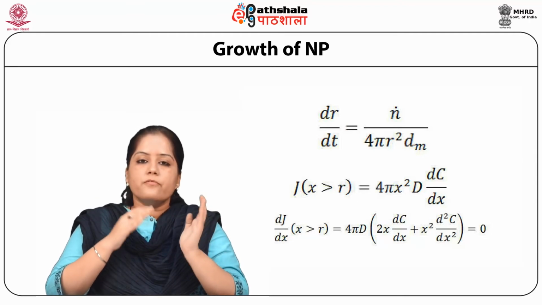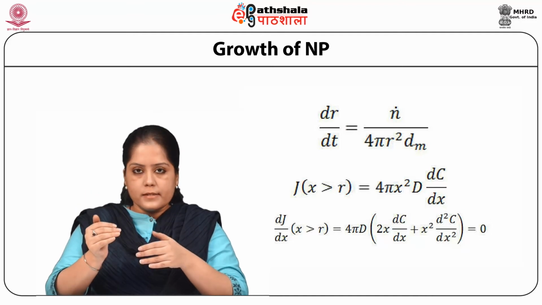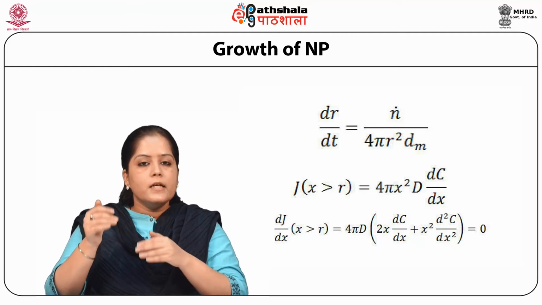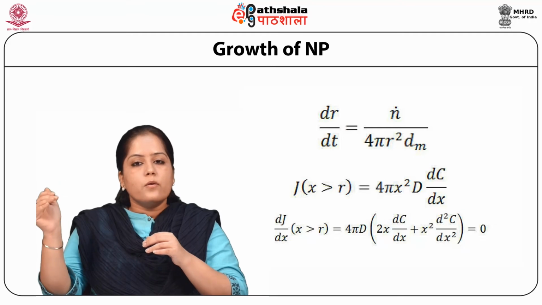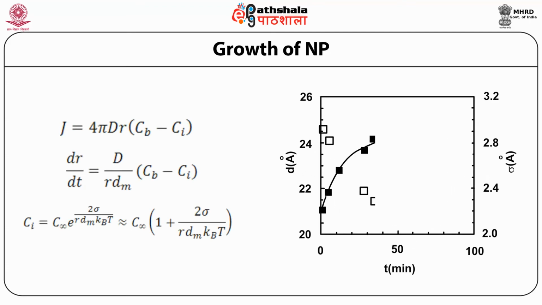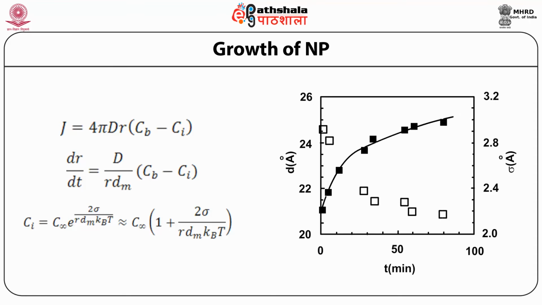So J as a function of x greater than r equals 4πx²D multiplied by dC/dx. So dJ/dx for x greater than r equals 4πD multiplied by (2x dC/dx + x² d²C/dx²) equals 0. Now J is equal to 4πDr multiplied by (Cb minus Ci). So finally, with this result, the growth rate of a crystal becomes dr/dt equals D/r Dm multiplied by (Cb minus Ci).